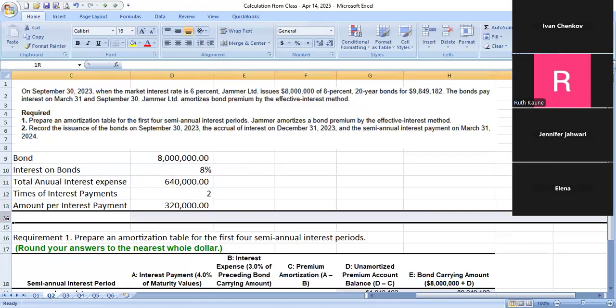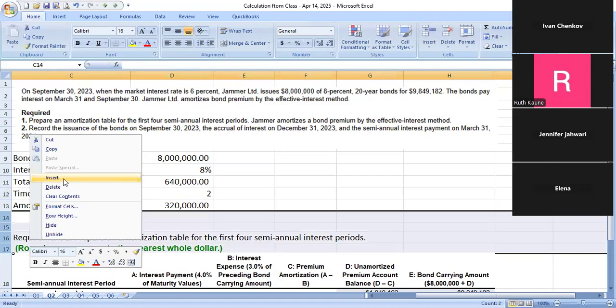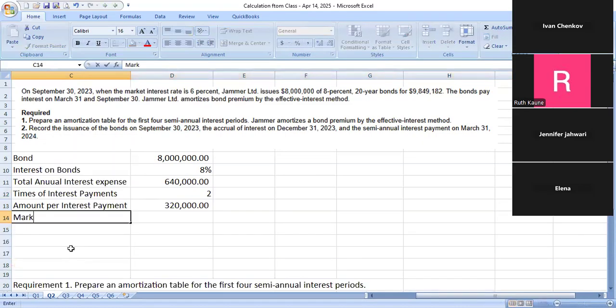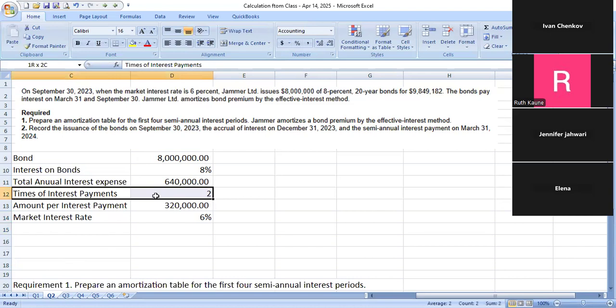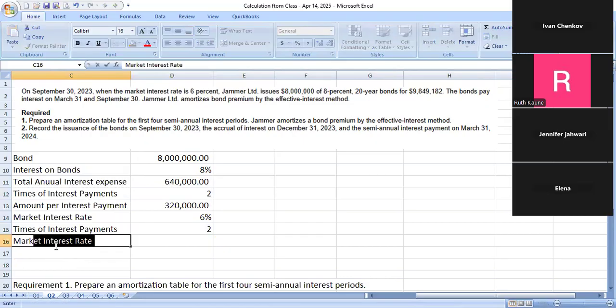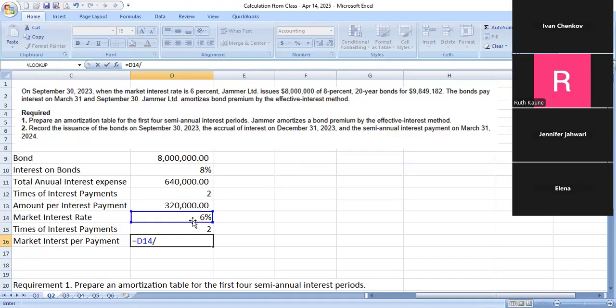Okay, let's keep going. What else do we need? Market interest rate. How much is my market interest rate? 6%, correct? But the times of interest payments is 2. So the market interest per payment is 6 divided by 2, or 3%.